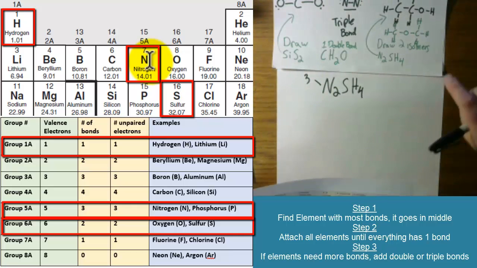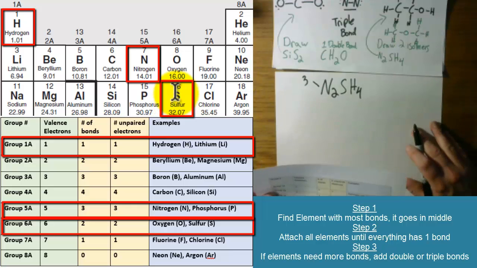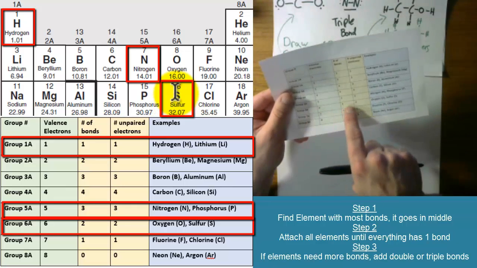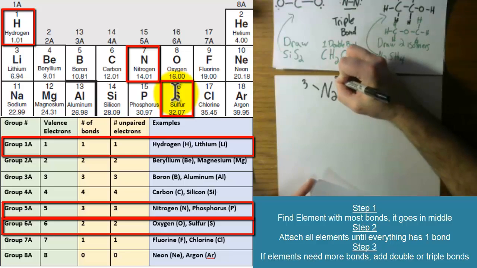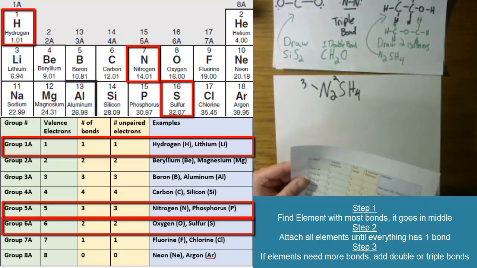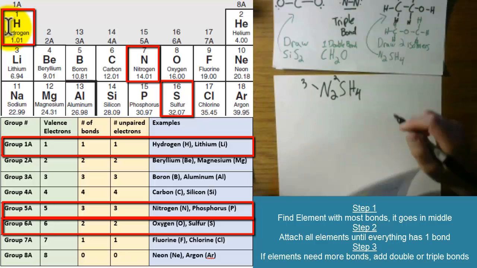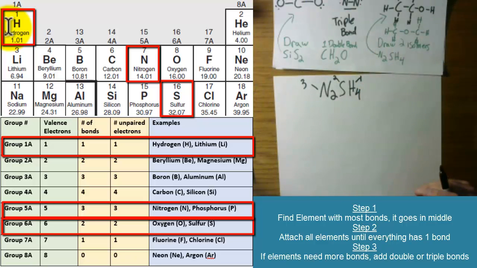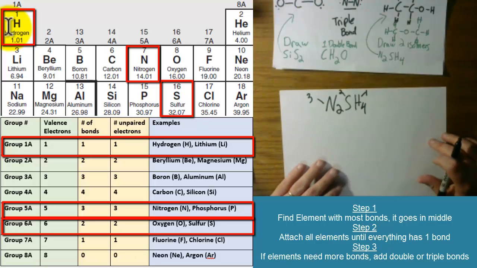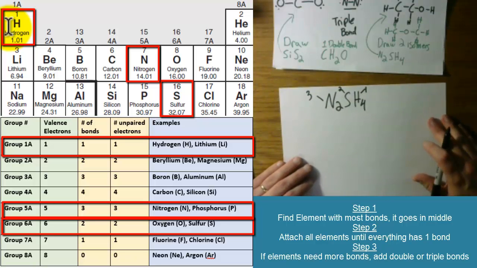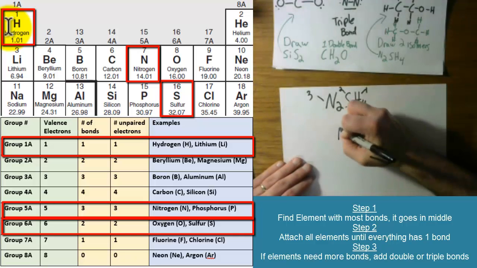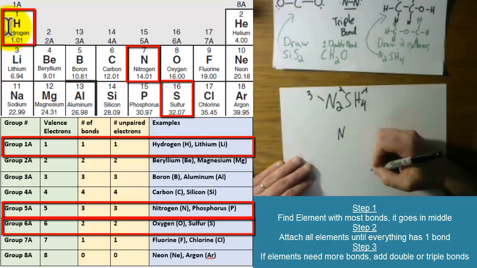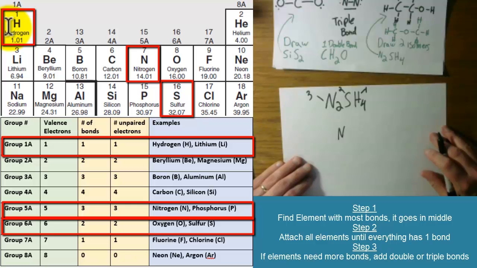Okay, sulfur, group 6. Group 6, 2 bonds. Hydrogen, group 1, 1 bond. Which of those makes the most? Nitrogen. So which ones are going to go in the middle? Nitrogen. Okay. Now there's more than one way you could actually draw this, but we are going to start with nitrogen in the middle. Okay, now we need to attach the pieces.